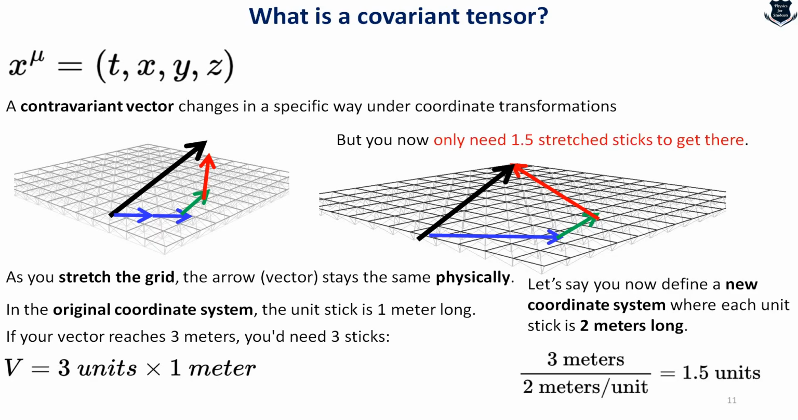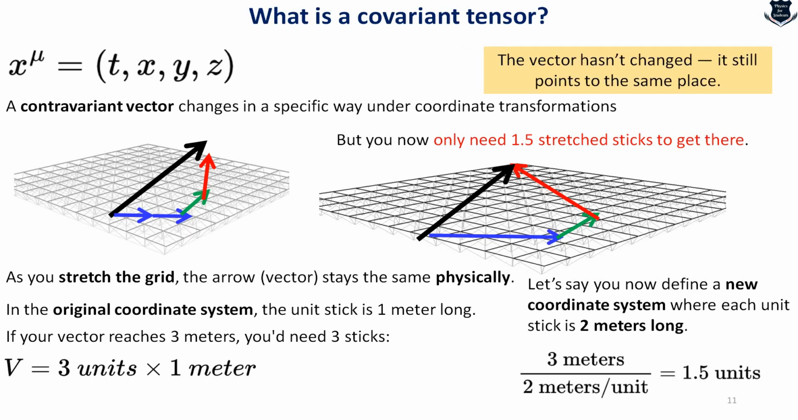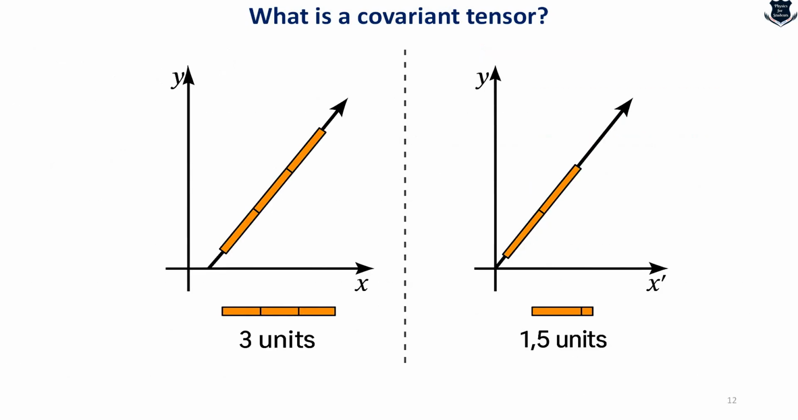So what do we get from here? We need now only 1.5 stretched sticks to get there rather than 3 units multiplied by 1 meter. So from here you can see that the vector actually does not change. It still points at the same place. This is something very, very important, and this reflects the idea of a tensor. So here you can see this has 3 units, 1, 2 and 3, and this stick has only 1.5 units.